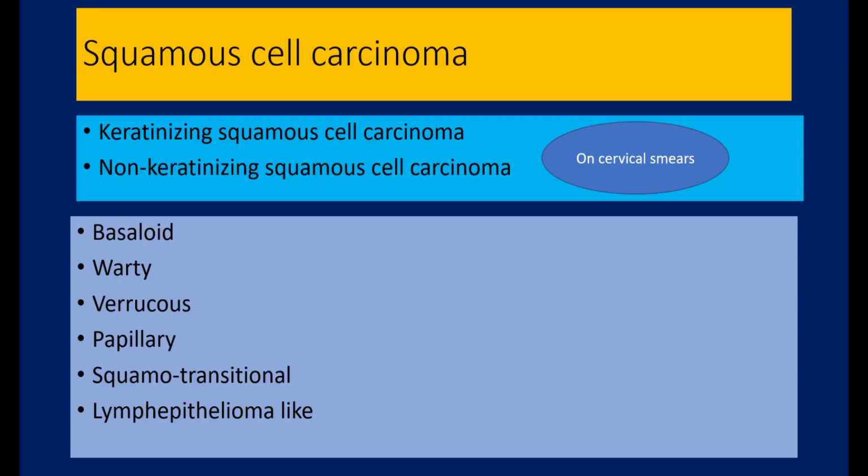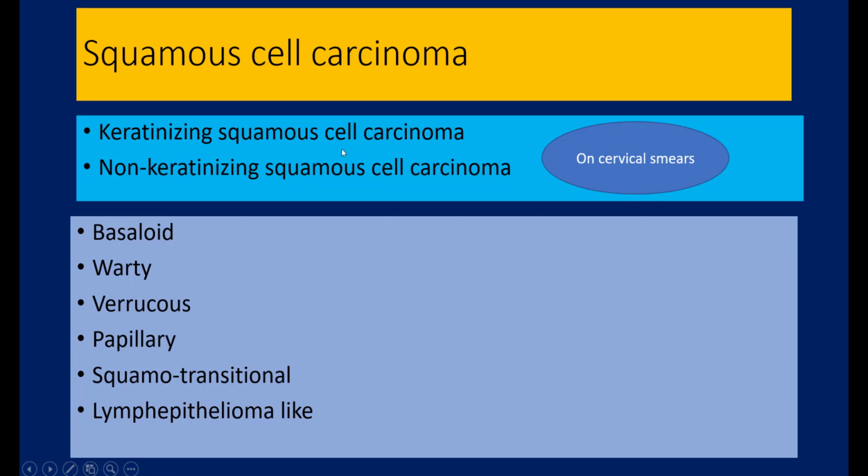Now, the final part of the talk is the shortest part. We're going to talk about squamous cell carcinomas, which according to WHO can be of so many types: keratinizing, non-keratinizing, basaloid, warty, verrucous, papillary, squamotransitional, lymphoepithelium-like. Fortunately for cytopathologists, it is okay if you could just do this too. We do not expect to diagnose things into these types on cytopathology.